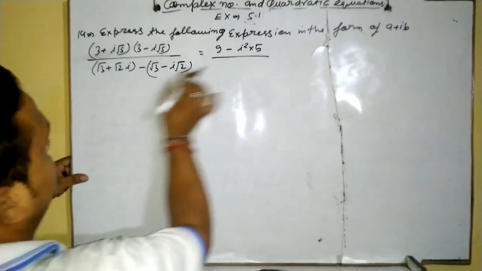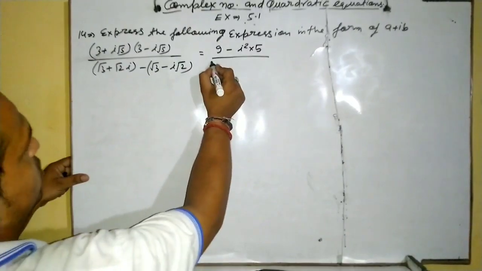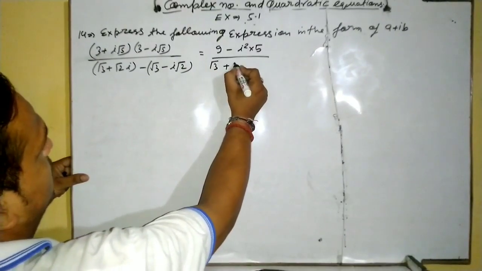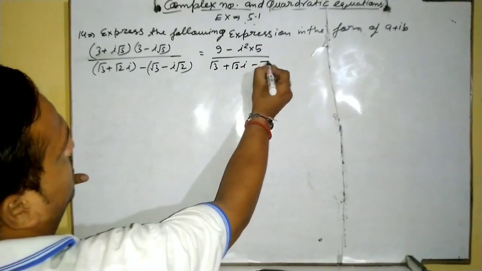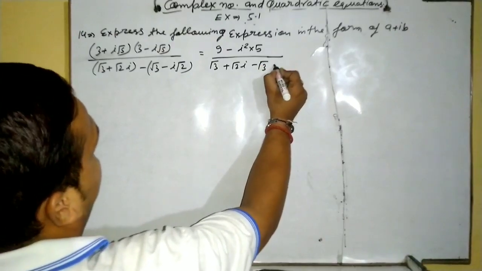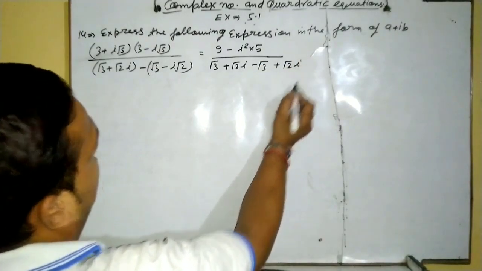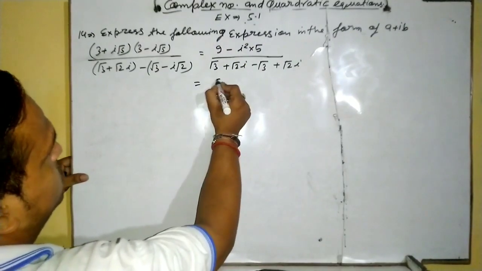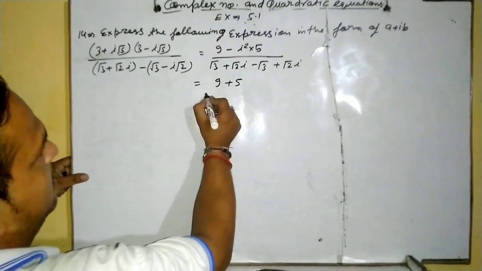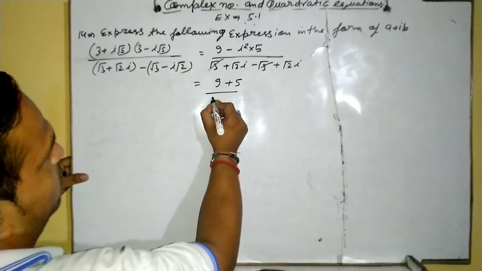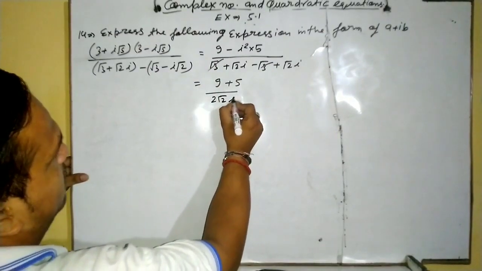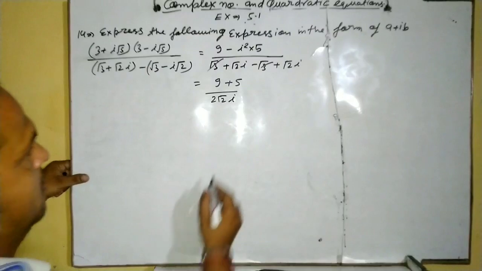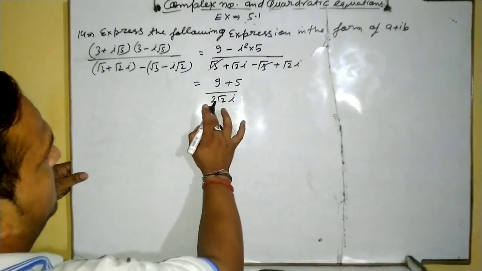And just open the bracket here. So this is √3 + √2 i − 3 + √2 i. i² is minus 1, so this will be 9 + 5 and √3 will cancel out. This is 14 over 2√2 i. Just multiply by √2 i.